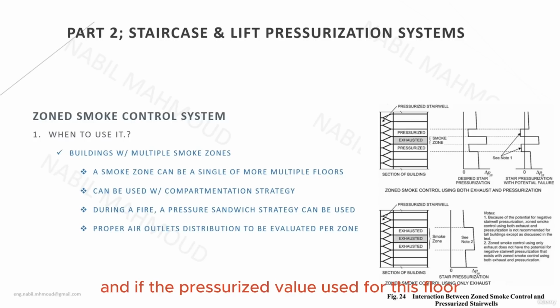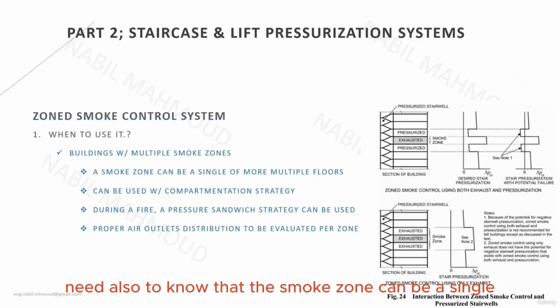And if the pressurization used for this floor is more than the pressurization of the staircase, you will create a negative pressure in the staircase at this local point. So if any smoke has spread in this floor, this smoke will infiltrate into the staircase due to the negative pressure exerted by the floor onto the staircase. That's why it's very tricky and not recommended to be used, because it's a complicated strategy that sometimes has adverse effects.